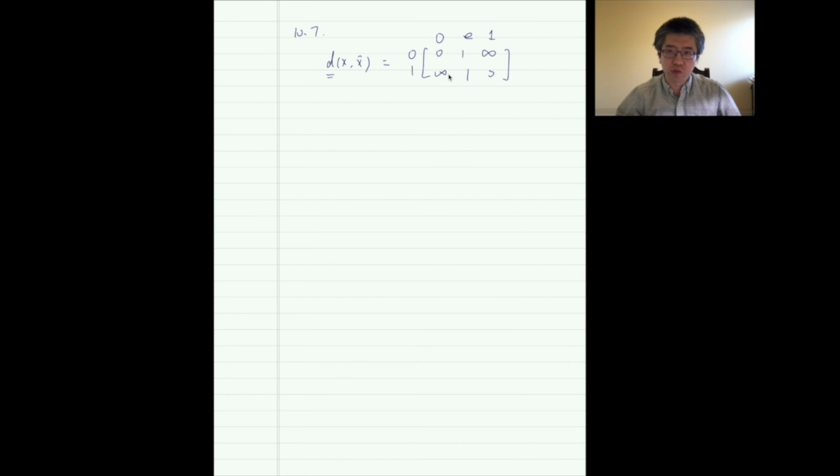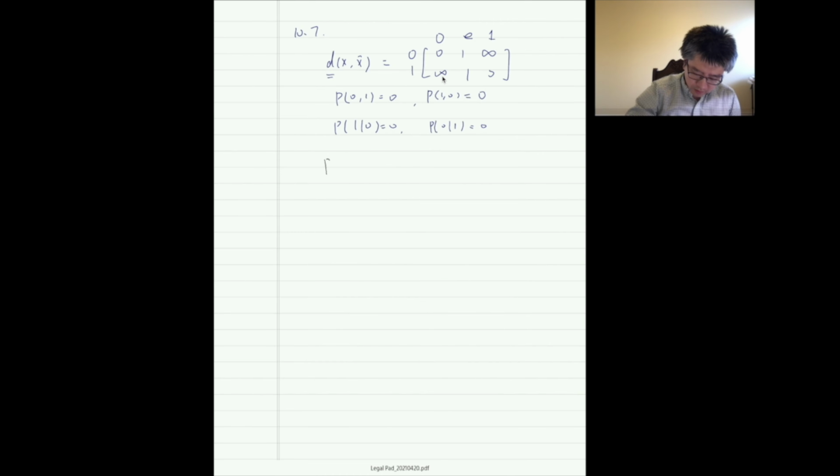So therefore, in those cases, we want P0,1 to equal 0, and P1,0 to equal 0. And of course, correspondingly, P1 given 0 is 0, and P0 given 1 is also 0. With that said, now let's try to write down the matrix for x hat given x.